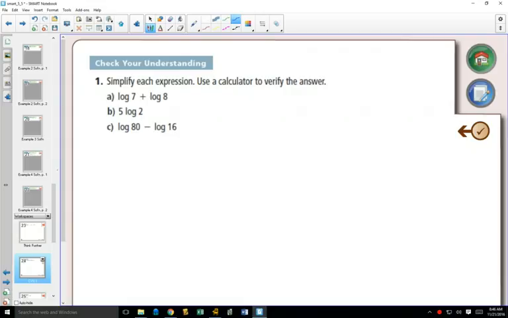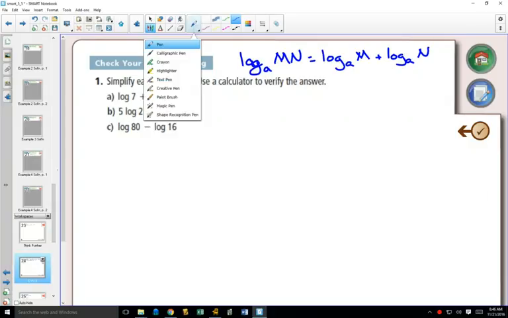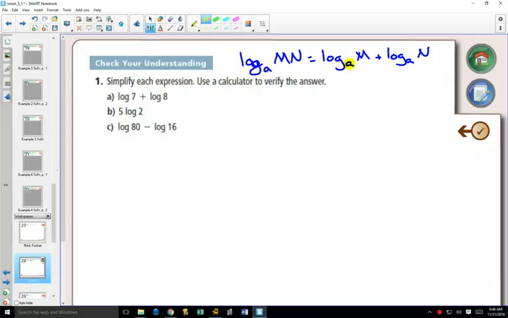Now, an important thing to notice in our formula, log A of mn. The first thing I want to point out with this formula is the formula only works if the bases are the same. So the formula only works if the bases are the same.